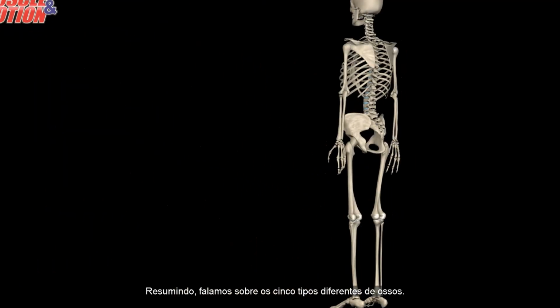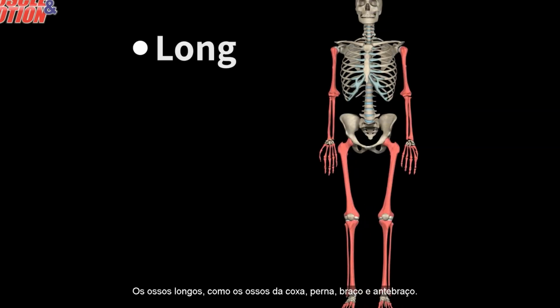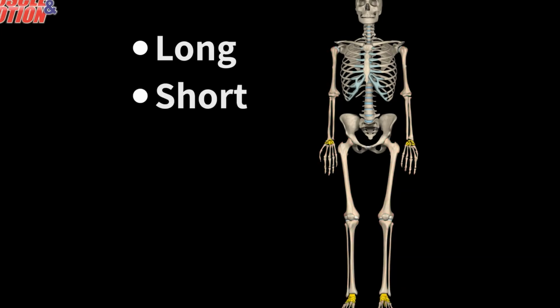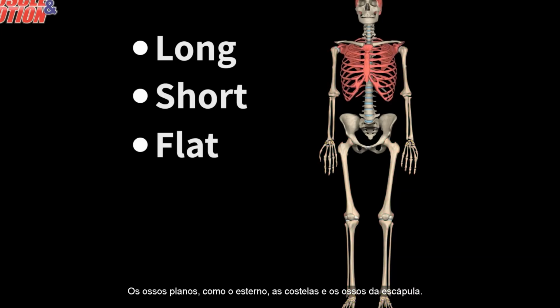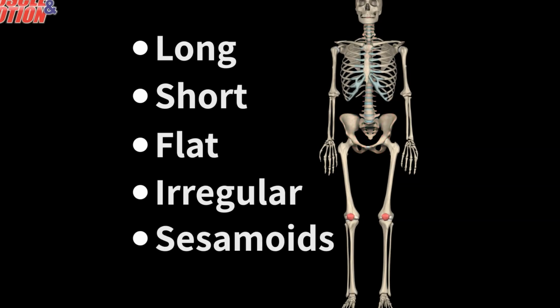To summarize, we've talked about the 5 different bone types. The long bones, such as the thigh, leg, arm, and forearm bones. The short bones, such as the carpal bones and the tarsal bones. The flat bones, such as the sternum, ribs, and scapula bones. The irregular bones, such as the vertebrae and the sacrum bones. And the sesamoid bones, such as the patella bone.